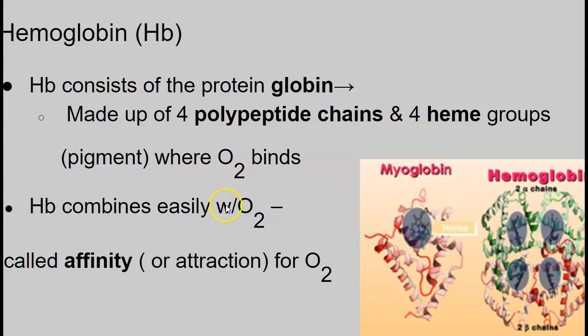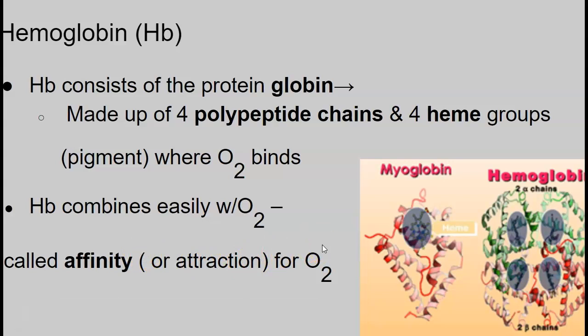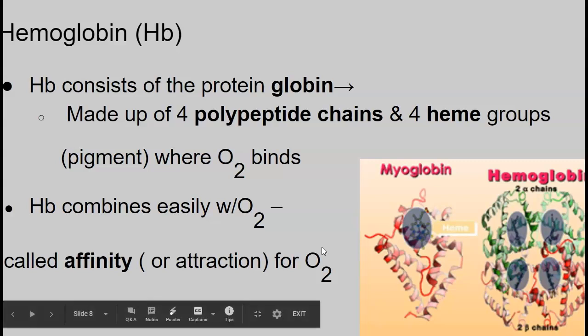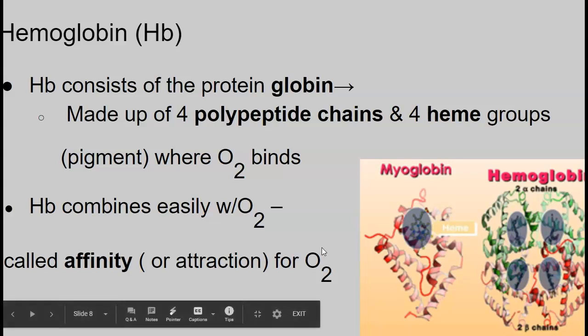Hemoglobin is really good at connecting to oxygen, and that's called affinity. So the attraction to oxygen is called affinity for oxygen. Now, one thing about hemoglobin, which you may not have known, is that it actually has a stronger affinity for carbon monoxide, or CO. And that's a problem, because that's why carbon monoxide poisoning is so dangerous. It actually likes carbon monoxide better than oxygen.